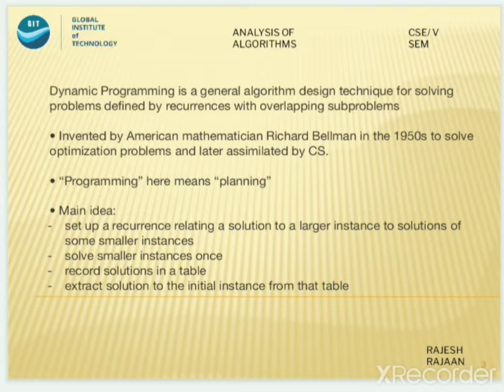The main idea of dynamic programming is to set up a recurrence relating a solution to a larger instance to solutions of some smaller instances. Solve the smaller instances once, then record the solutions in a table. Then extract the solution to the initial instance from that table.